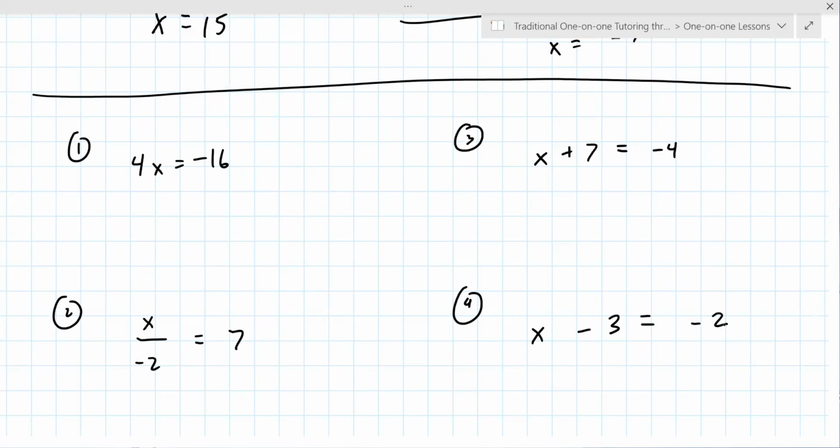Number 1 is -4. Okay, very good. How about the next one? 7. Okay, and number 2. -14. -14. Okay, very good.